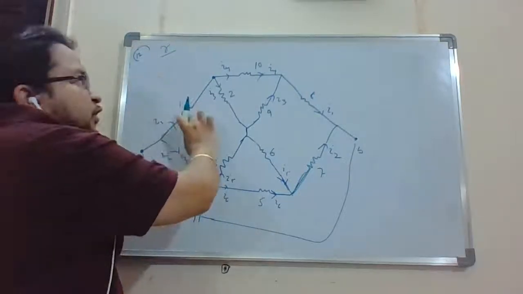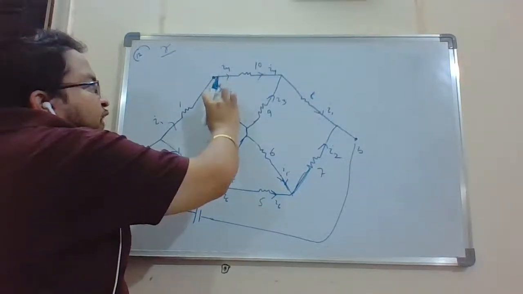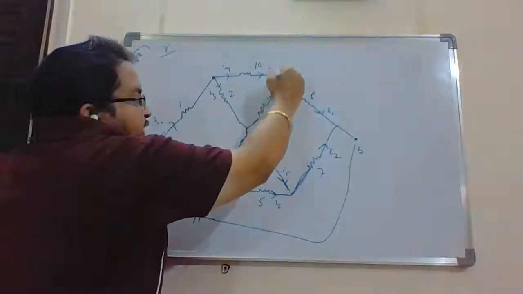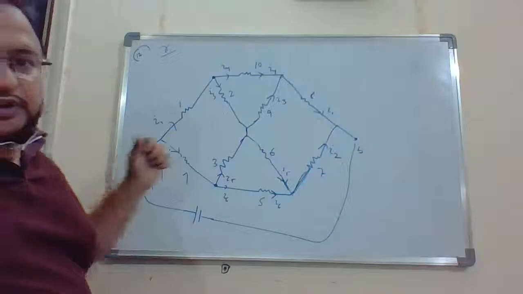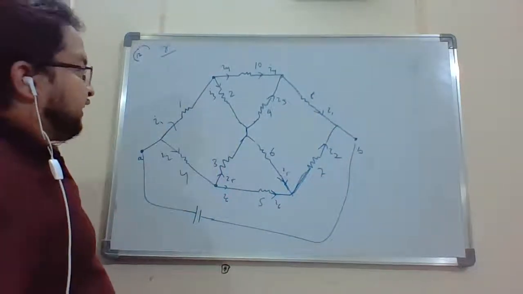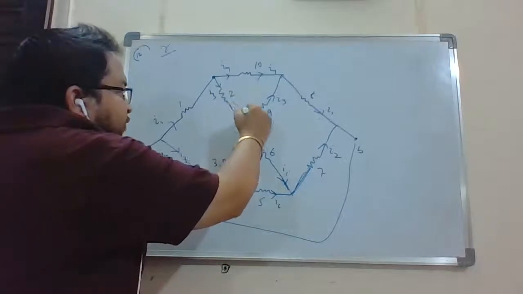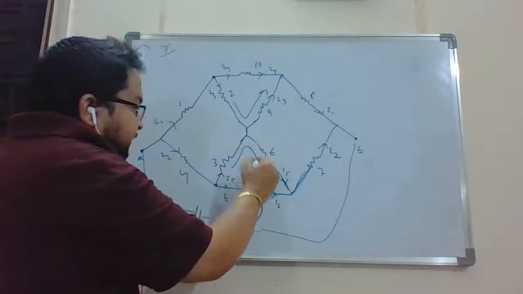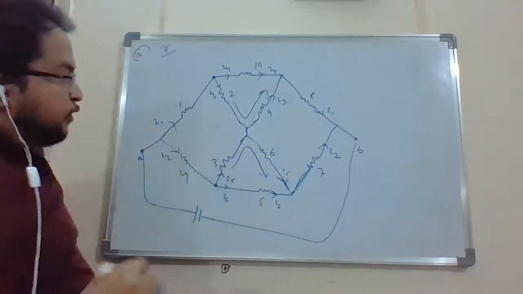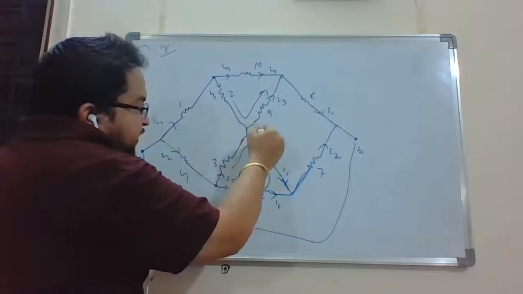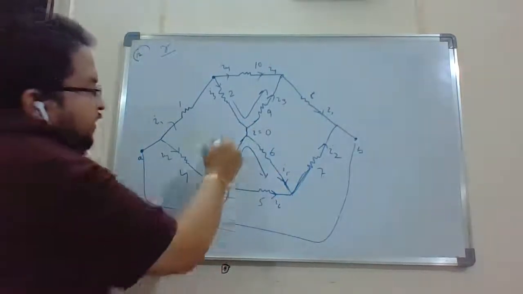Similarly, your I1 was here, that got divided into I3 and I4. So finally, when I3 and I4 are meeting, it has again become I1. So that is also logically correct. Now, if this distribution is logically correct, I3 came from this side, I3 went like this. I5 came like this, I5 went like this. So, what is the current through this segment? That is nothing but zero, right?